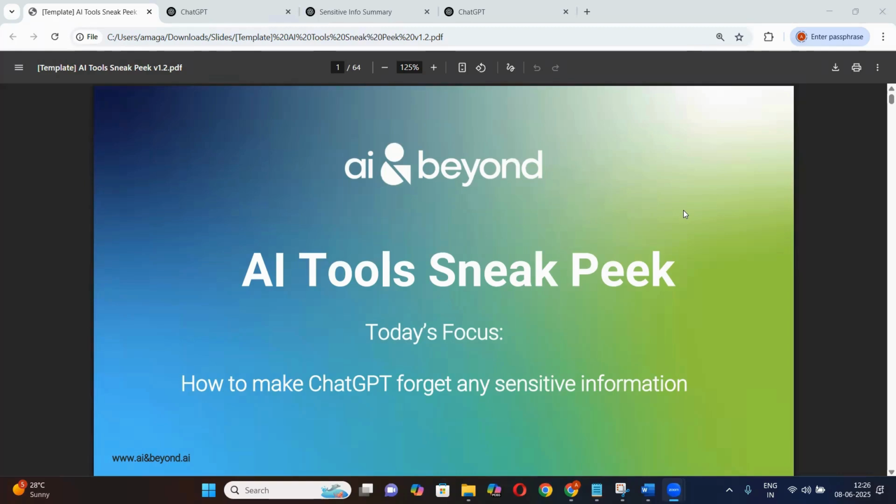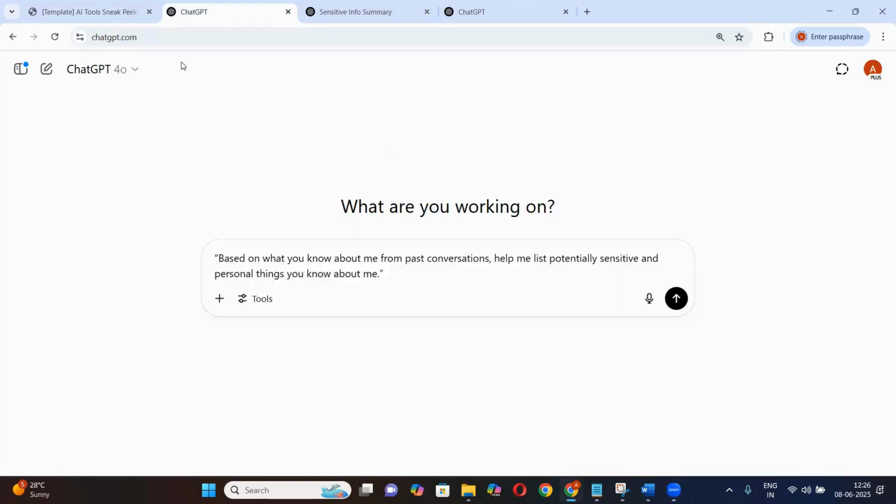In this session, I'm going to be talking about how to make ChatGPT forget any sensitive information. In recent months, ChatGPT has introduced quite a few changes into the way it handles long-term memory. But let's look at what options you have available for the long-term memory.